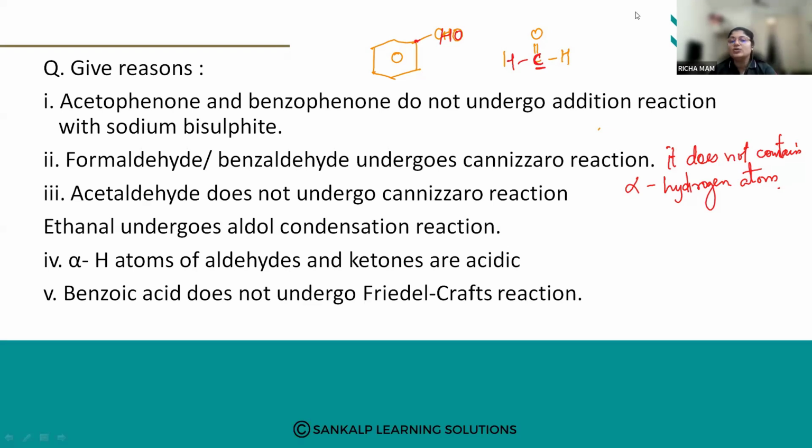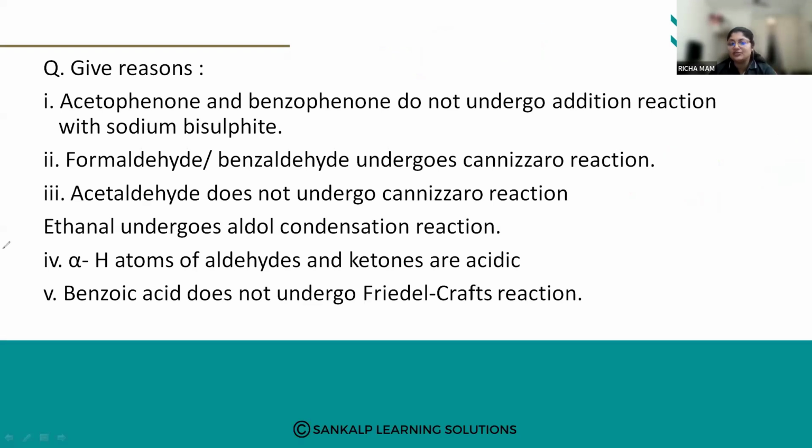So any question, each question is for 1 mark. It can be asked in any form, like this, in give reason form. Next question. Acetaldehyde does not undergo Cannizzaro reaction, but it undergoes aldol condensation reaction. Acetaldehyde does not undergo Cannizzaro reaction, but undergoes aldol condensation. Why?